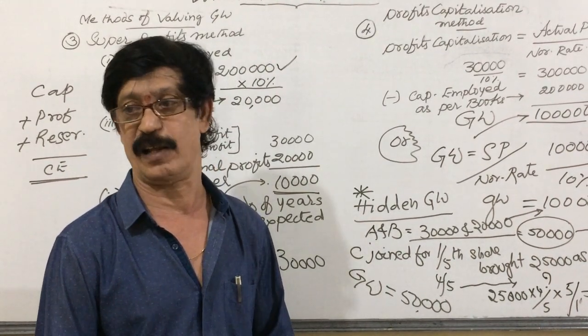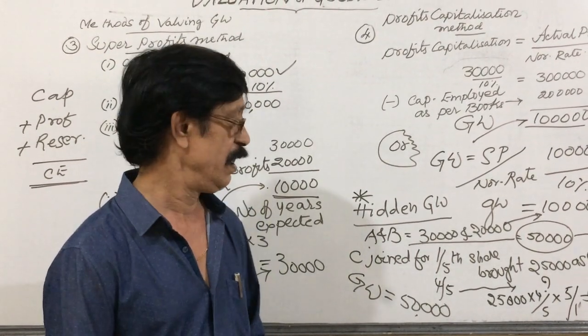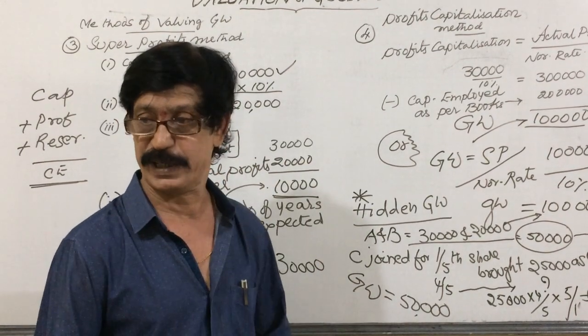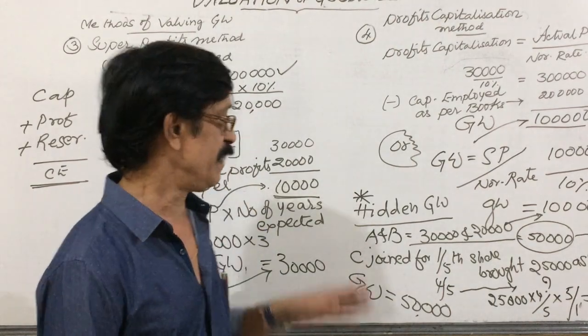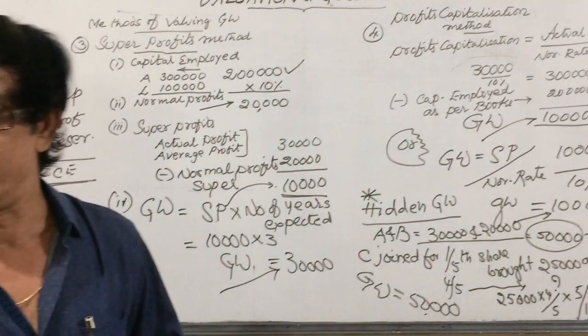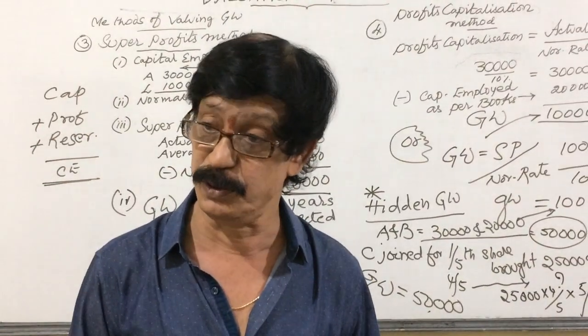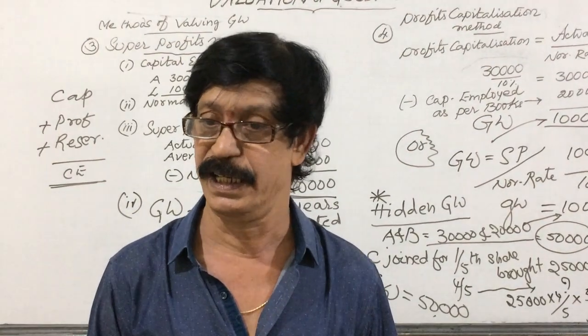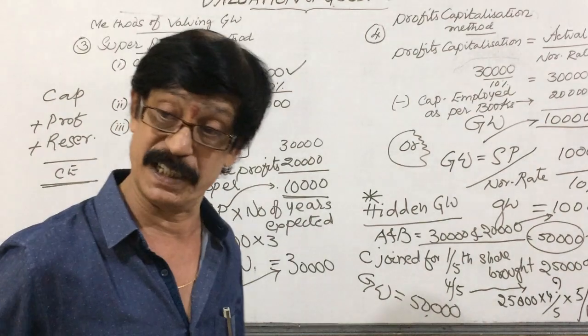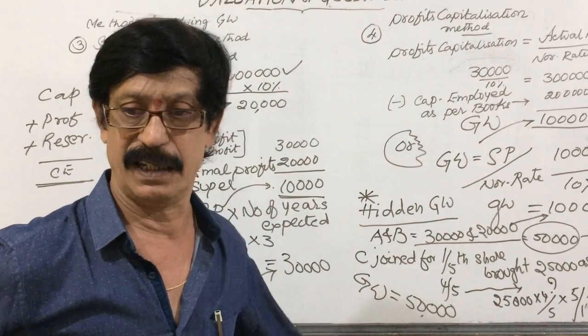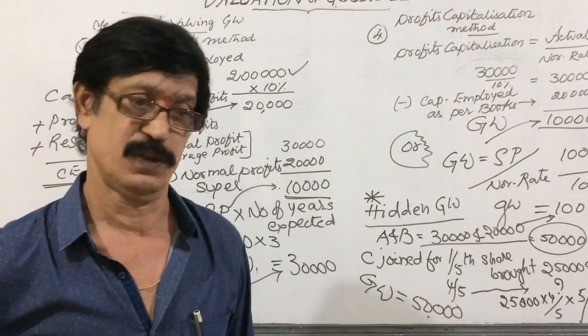Well, dear students, we explained all the methods. Please go through them once again, all of you. Wherever you have doubts, you can ask. Understanding or not? First method we told, simple average profits method. Number 2, weighted average profits method. Number 3, super profits method. Number 4, capitalization of profits method. And the last and final, hidden goodwill.